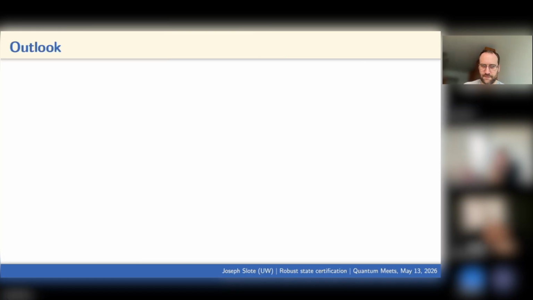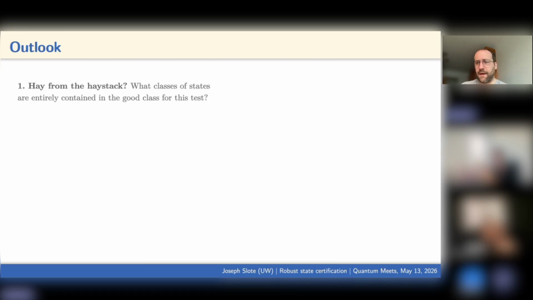Sorry, I should have said that. So this proves that almost all states in Haar, almost all states can be robustly tested with this uncertainty principle, which is a difficult mathematical statement. But there's a lot still to be done. So here are some mysteries.